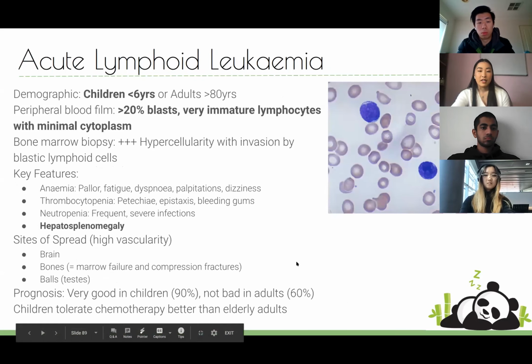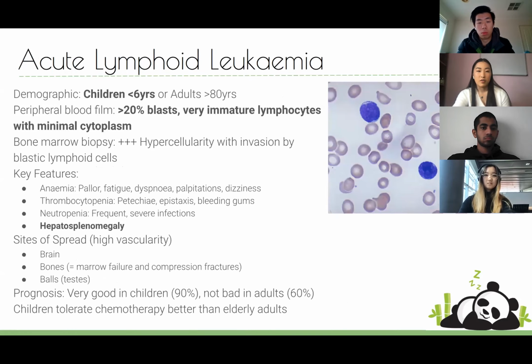Then we've got ALL. This is the least common of the leukemias, but in children, it's probably the most common, the main one. So if the question stem is a young child with leukemia type symptoms, then it's most likely to be ALL. It can also happen in older adults though. So the peripheral blood film, again, you're looking at blasts because it's acute, but this time lymphocytes.